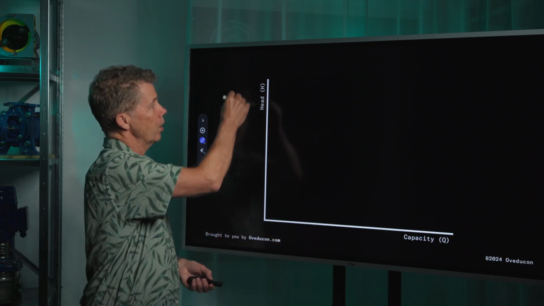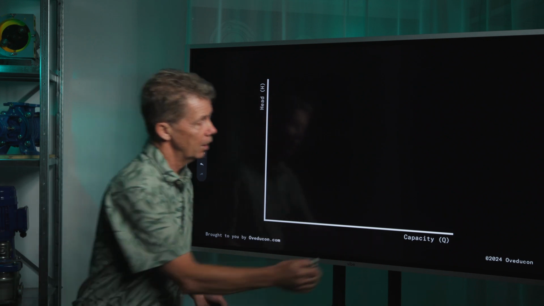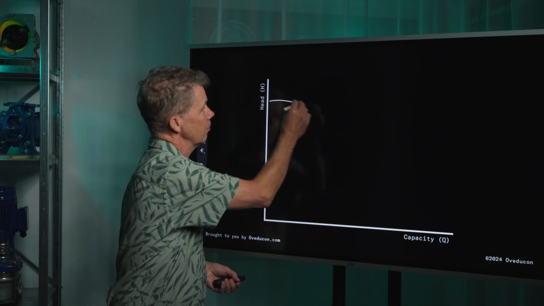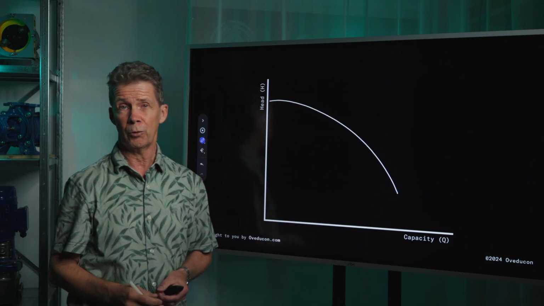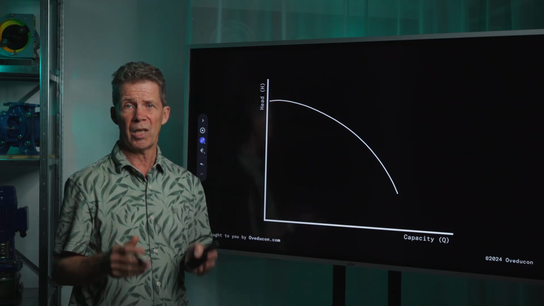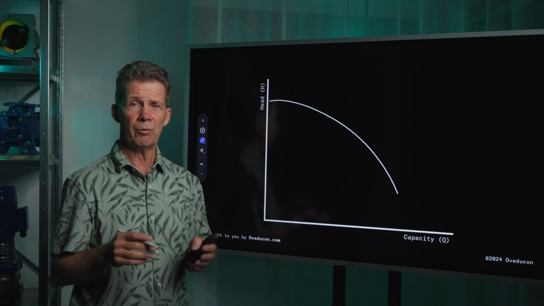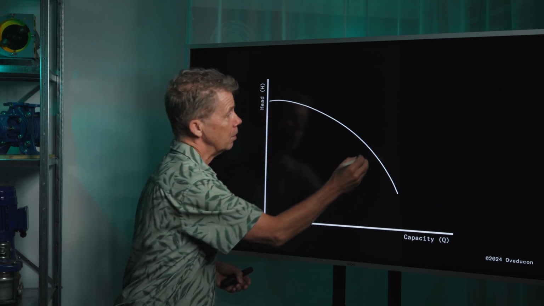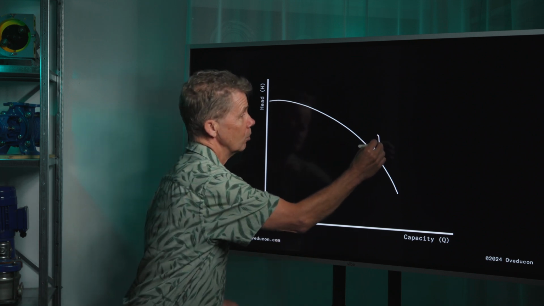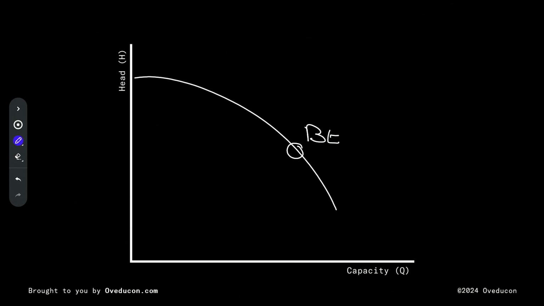I start with an empty pump curve for you. The total head is on the vertical line and the capacity is on the horizontal line. Let's draw in a pump curve of a centrifugal pump. In every pump curve you can find a highest efficiency, and that highest efficiency is also called best efficiency point, and the abbreviation is BEP. Let's say this is the best efficiency point, so this is your BEP.